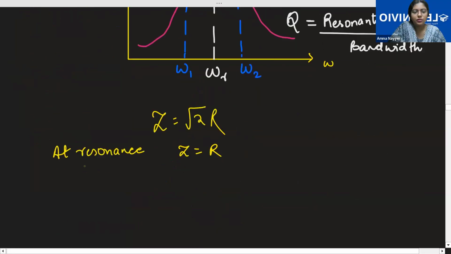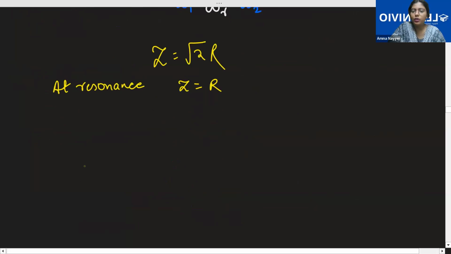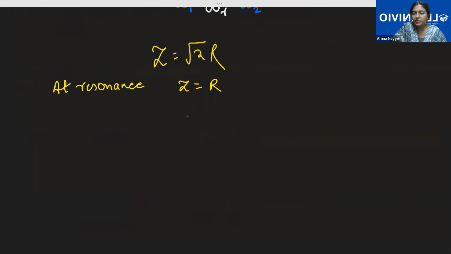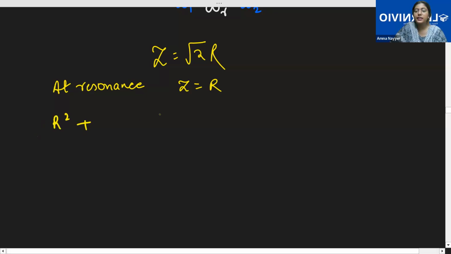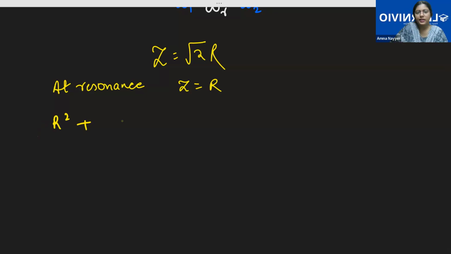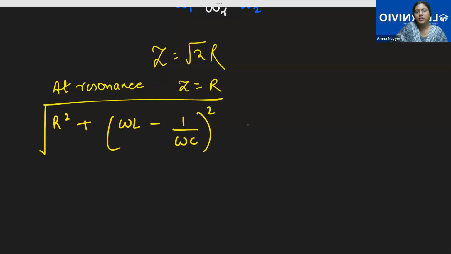Okay, so see, the value of impedance is equal to root 2 R. Now see, at resonance, the impedance value is equal to the resistance value. So this time in quality factor, the impedance value is root 2 times the resistance. So when I write the equation of impedance, that is R square plus, now XL minus XC or XC minus XL, whatever we choose, let's say XL minus XC. So XL is omega L minus 1 by omega C is equal to root 2 times the resistance.